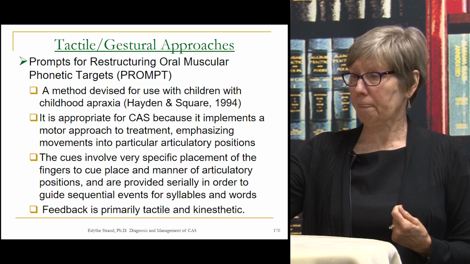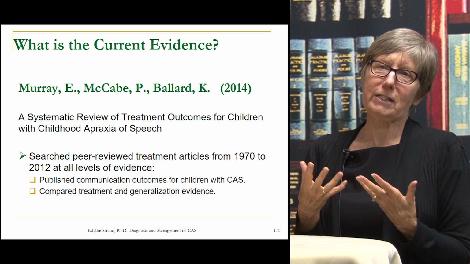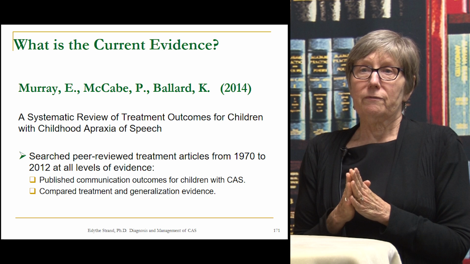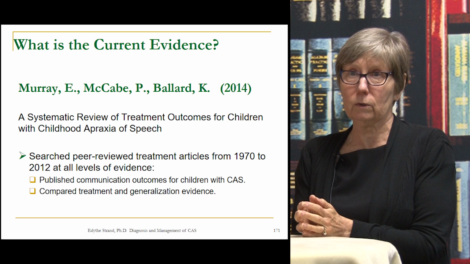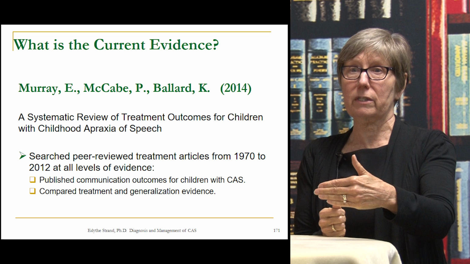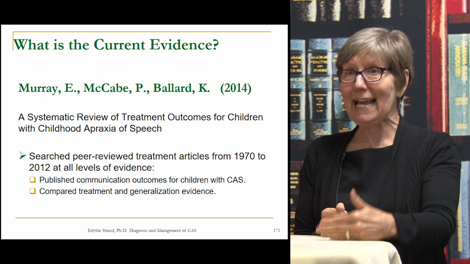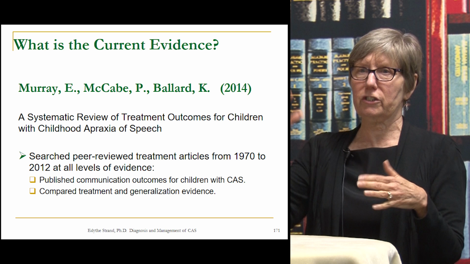So what's the current evidence for the most efficacious treatments in childhood apraxia? There was a systematic review done by ASHA, but it's getting to be a number of years old now. It can be found on the ASHA website by going to the position statement on childhood apraxia of speech, and then the technical report on childhood apraxia of speech. So you go into the ASHA website, just put that in the search engine, and these will come up.